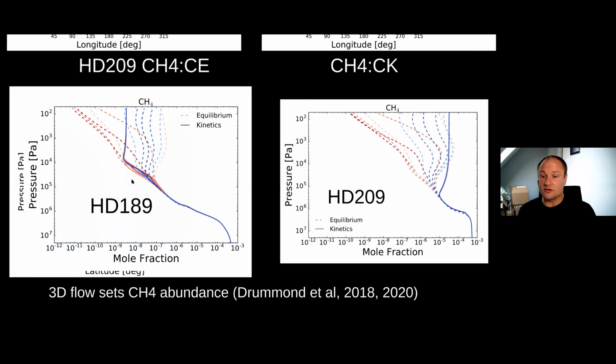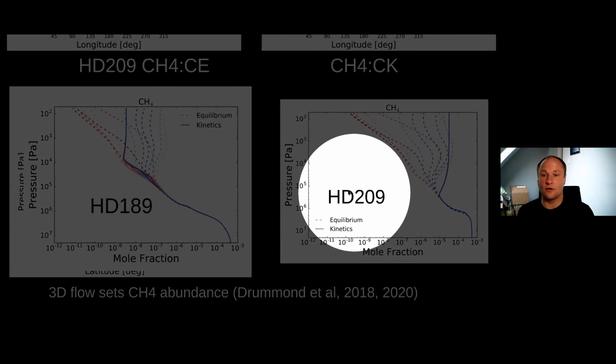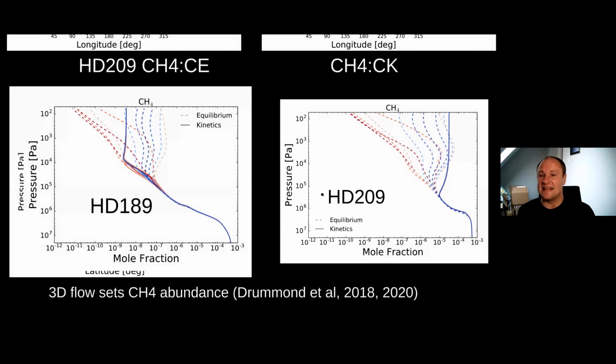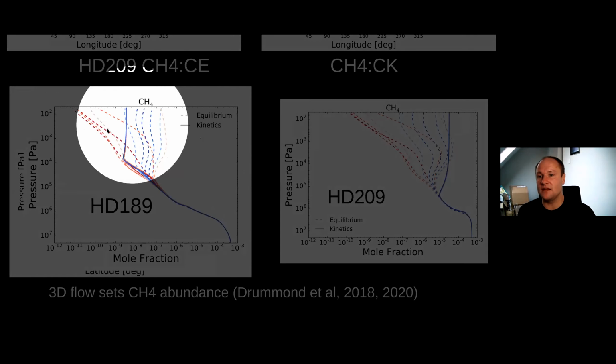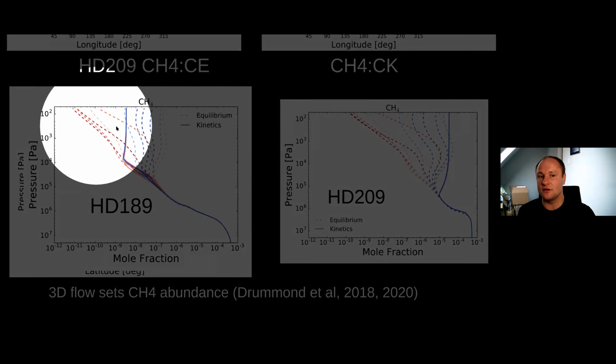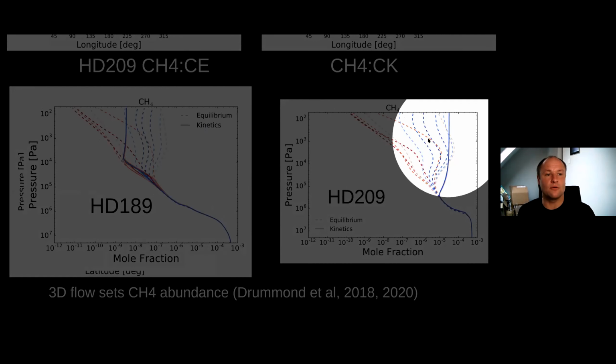So here are some plots of the mole fraction just at the equator at different longitude points around the planet for HD 189 and HD 209. The dashed lines are the equilibrium calculations. So again, you have this hot side and cold side dichotomy. You have the difference in the methane between the two, and the same in 209, although the structure is slightly different.